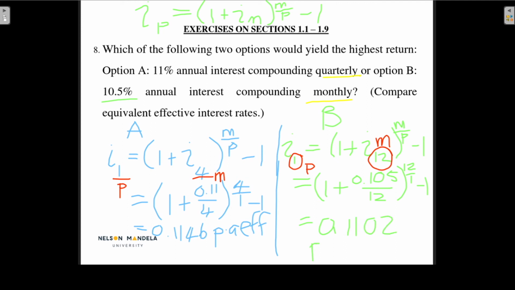0.1102 per annum effective. Okay, now because both of them are per annum effective or compounded annually, we can compare them directly because the compounding periods are the same. And if we look at that, we can see that we prefer option A. Okay, let's look at the next example.